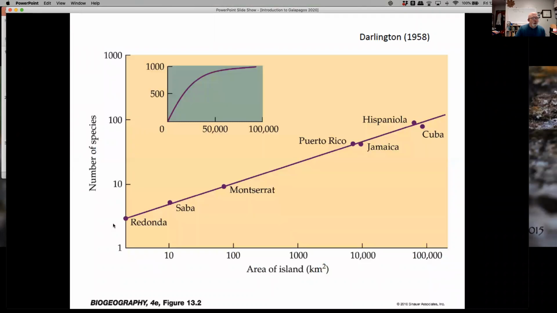Over time, people have recognized that as islands get bigger, they tend to have more species. This is a graph from Darwin 1958 that is the number of amphibian and reptile species on islands in the Caribbean, mainly the Greater Antilles and some of the Lesser Antilles. You could have done this for all of the islands in the Caribbean, and you would have come to a similar sort of looking graph. But essentially, as islands get bigger, you have more species.